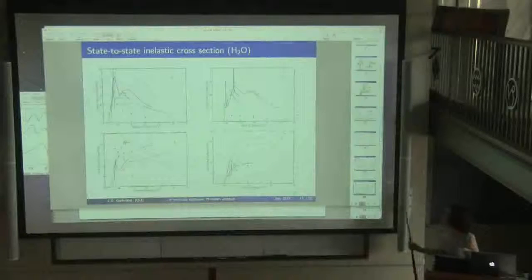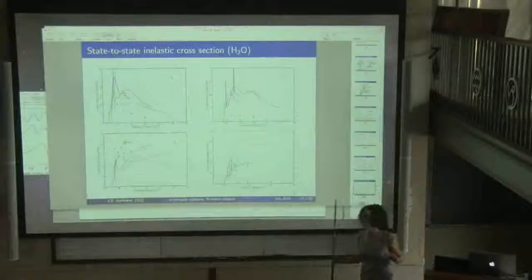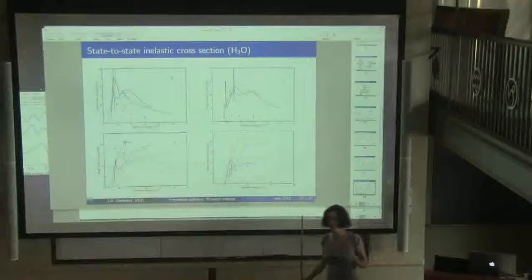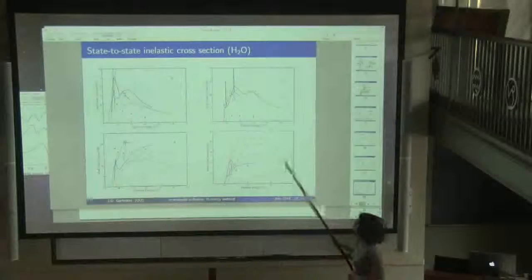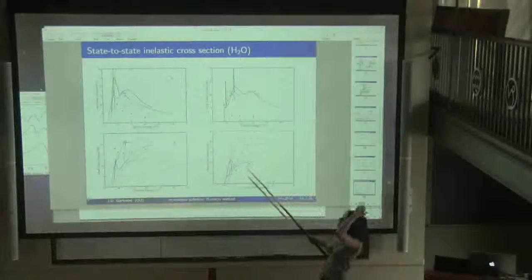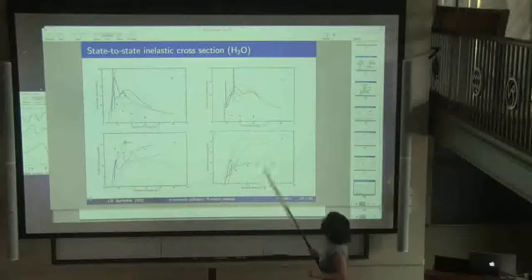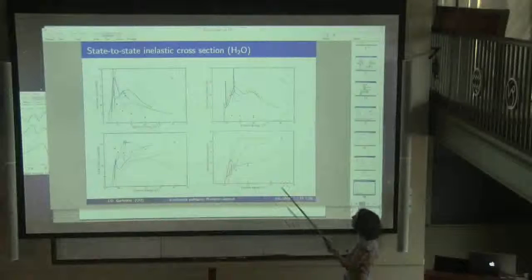Right, so I'm going to go to electronic excitation, if I've got time. And I think the problem here is even worse. I'm going to start with an example of water. It's quite a detailed example because it's state-to-state electronic excitation. And there are a number of curves and points here.